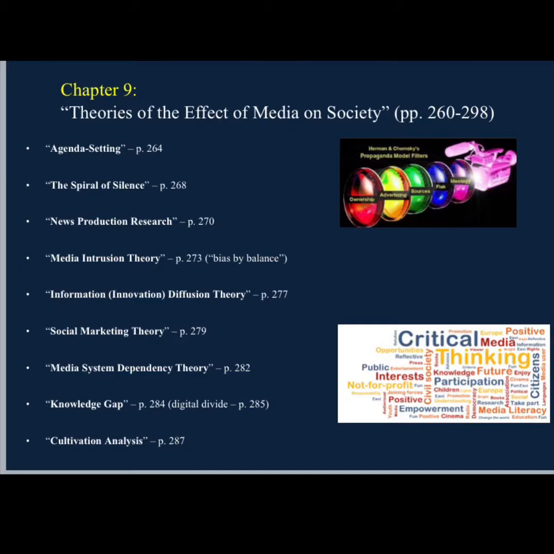The next topic in this chapter on page 277 is information or innovation diffusion theory. Quite simply, this is a theory that explains how information spreads through communities and how the media participates in that spread, which is related a little bit to the idea of social marketing theory on page 279.